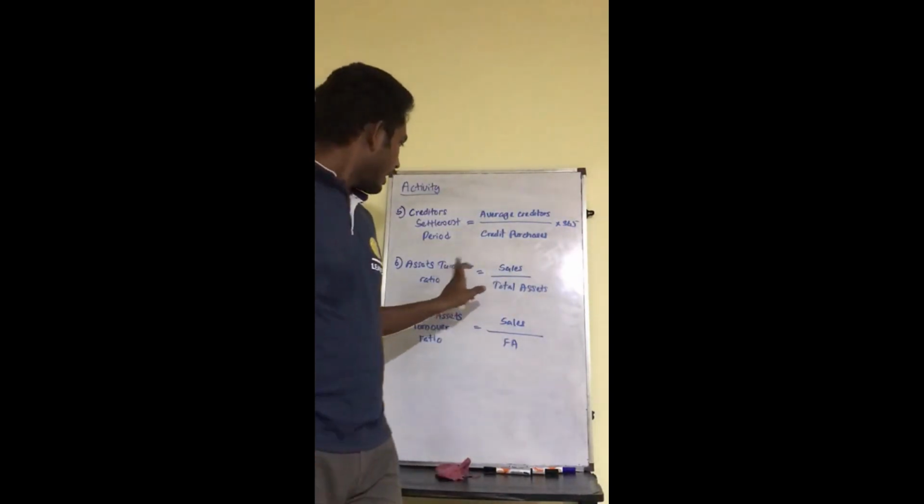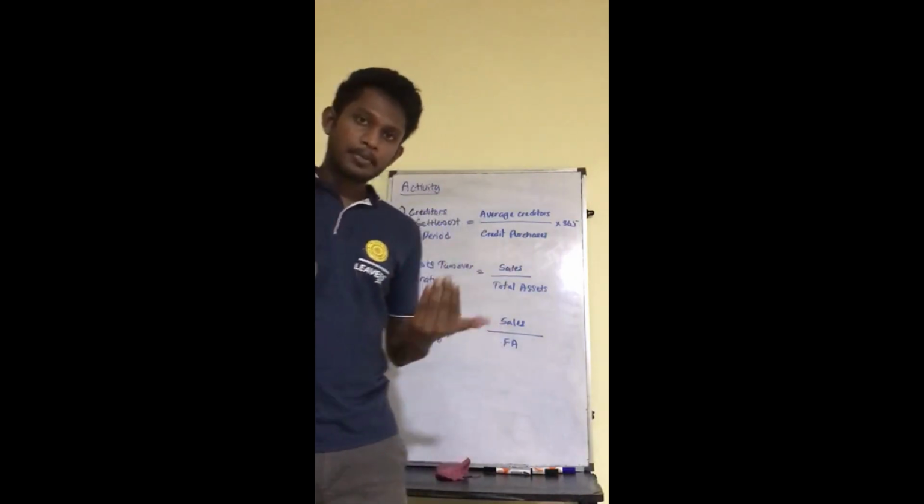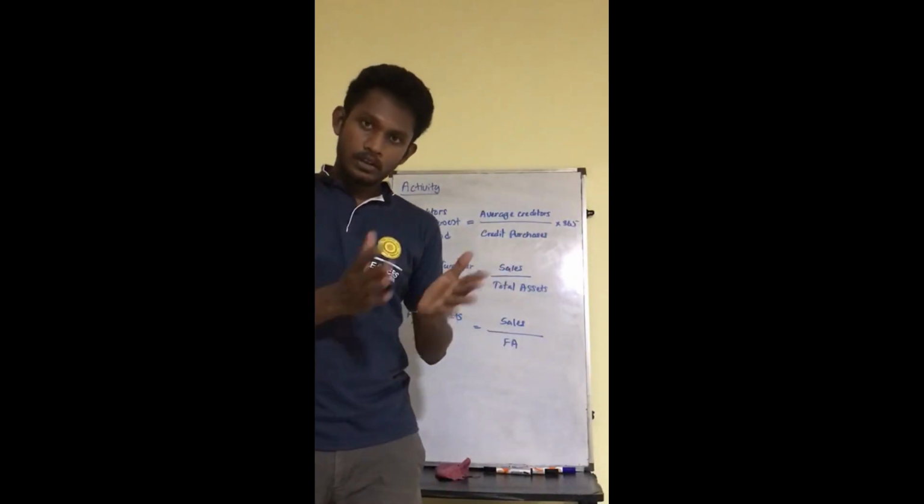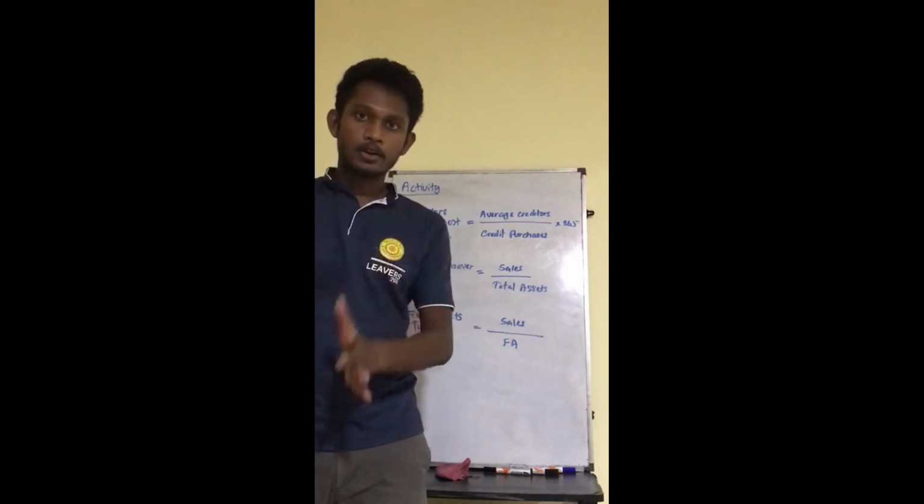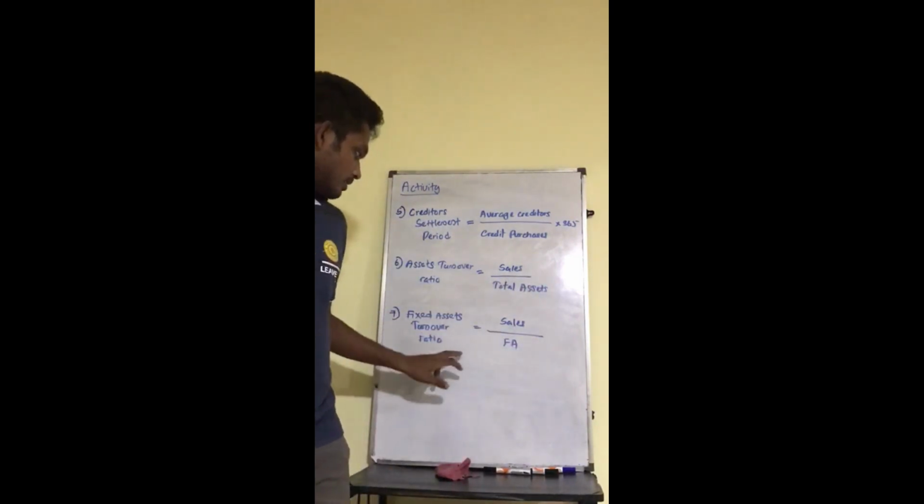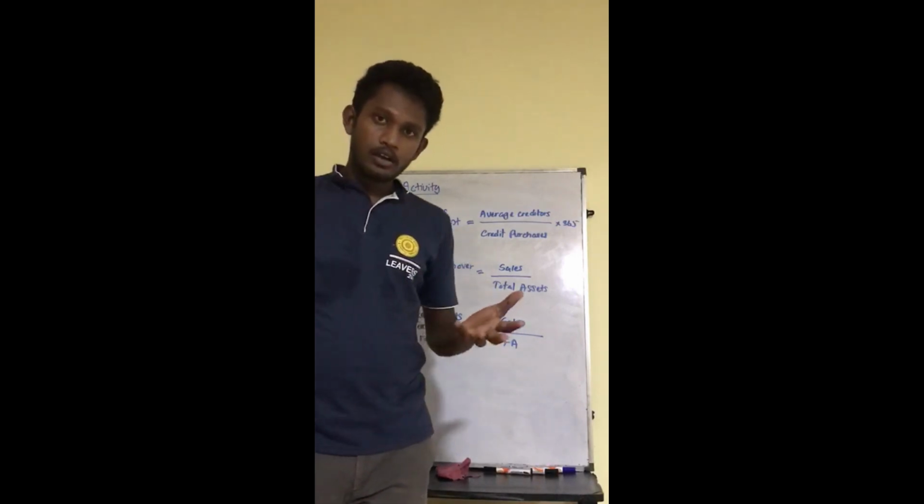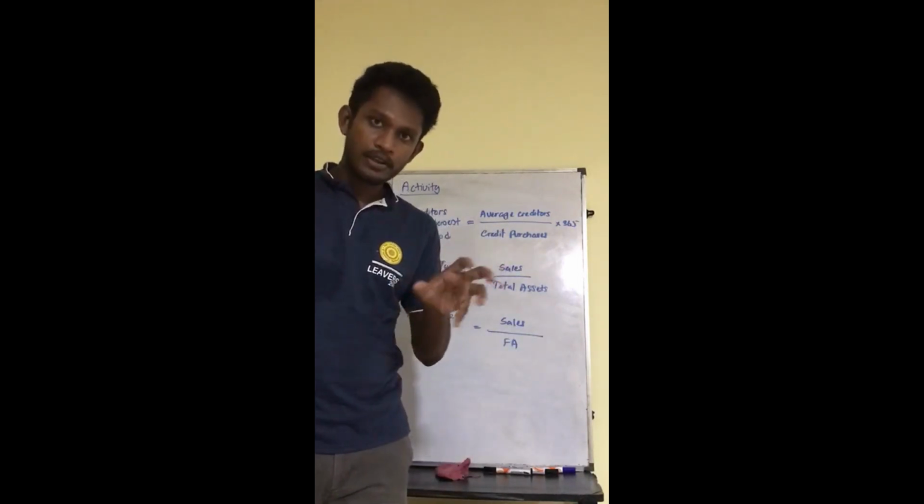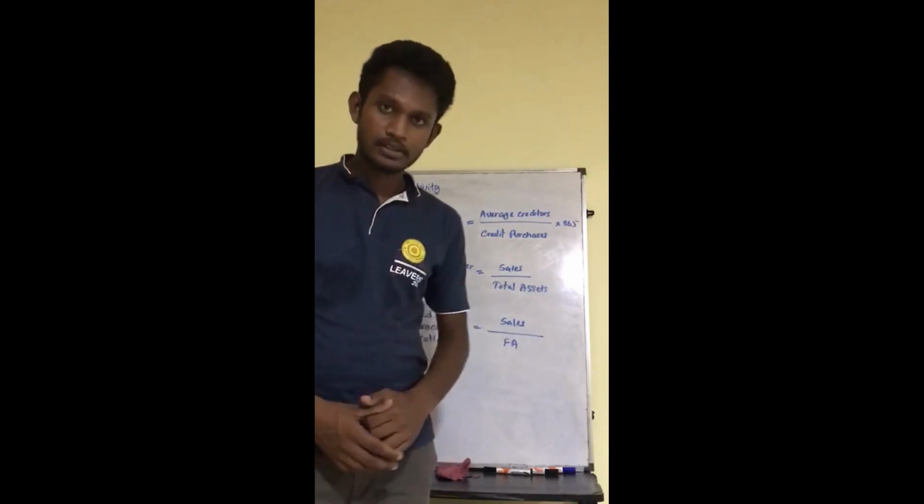And the next one is assets turnover ratio. It represents your sales position compared to the assets. So the sales divided by total assets. And fixed assets turnover ratio represents your sales when compared with the fixed assets. So sales divided by fixed assets.